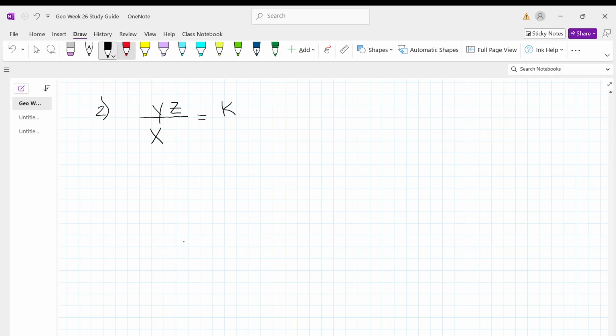It says when Y equals 18, when X equals 15, and Z equals 5. So 18 times 5 divided by 15 equals 6. So our constant is 6.